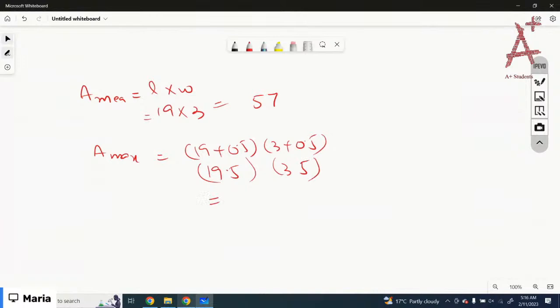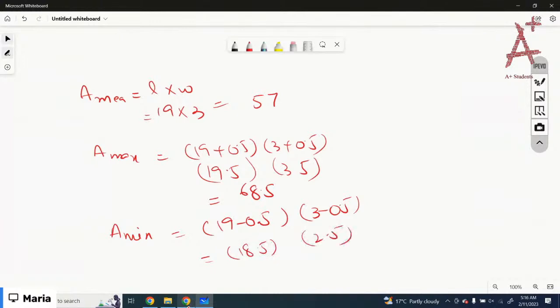You can just multiply. So it is 19.5 times 3.5, that is 68.25. Same way you have to calculate the area minimum. For the minimum area you have to subtract 0.5. It would be 19 minus 0.5 and 3 minus 0.5. 19 minus 0.5 is 18.5 and 3 minus 0.5 is 2.5. So just multiply them. Got it? It would be 18.5 times 2.5. It would be 46.25. Got it? So we have done with area measured, area maximum and area minimum.